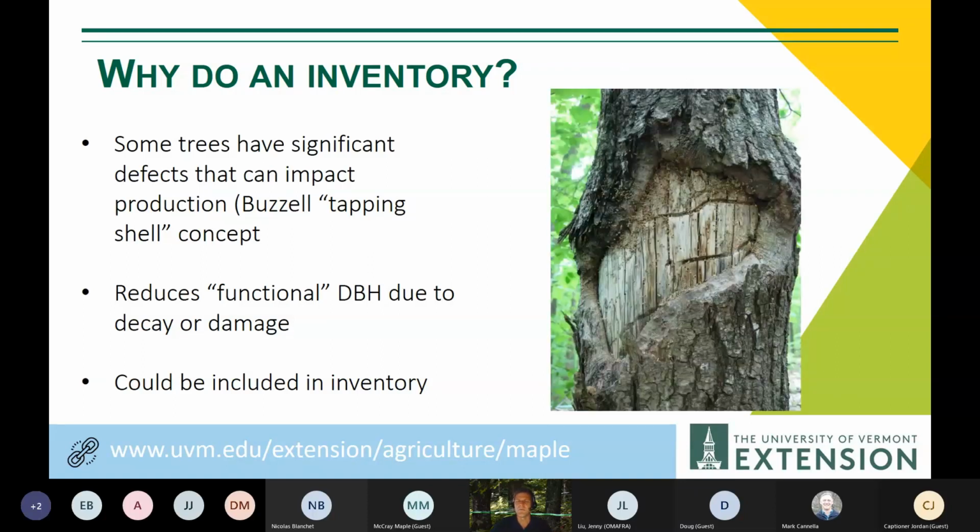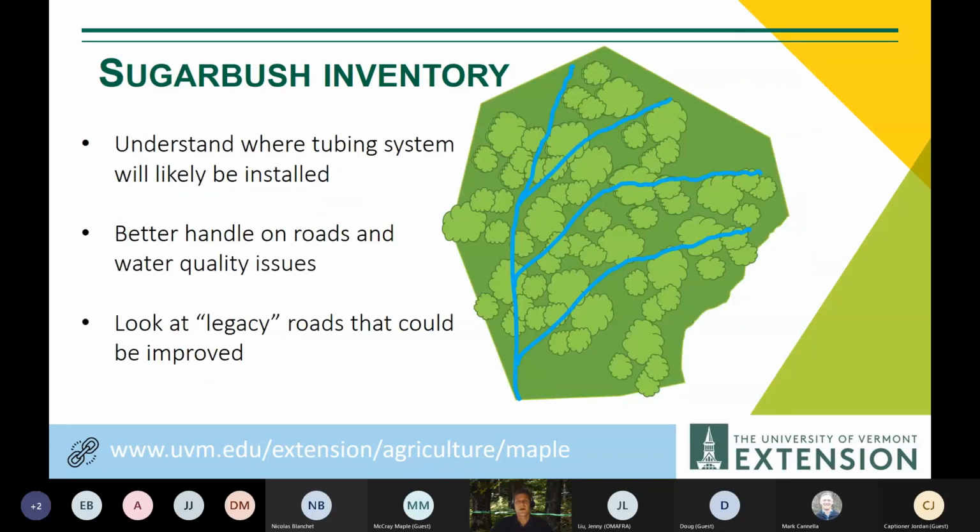Just another example, sugar maple borer is something that could take a significant part of the tree's conductive tissue off the table. So if you had a stand that had a really significant outbreak of something like sugar maple borer, or something else that impacted the conductive tissue, you'd want to be able to capture some of that information in your inventory.